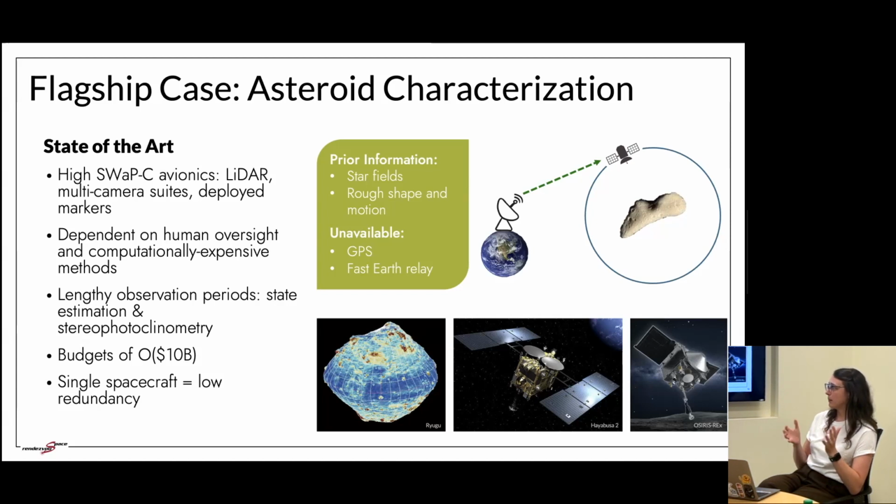And these are highly dependent on human oversight and extremely computationally expensive algorithms, such as stereophotoclinometry. They use human oversight for state estimation, which obviously we're trying to move away from. We want things to be autonomous, and they obviously have budgets on the order of tens of billions of dollars.